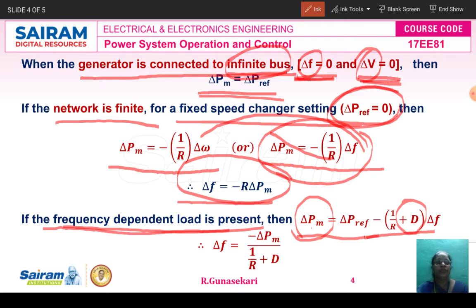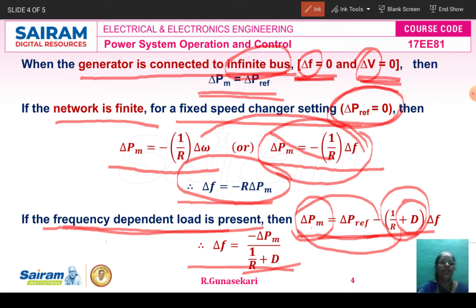Okay, so from this equation, del F equals minus del Pm. The minus comes to this side: minus del Pm divided by this 1 by R plus D term. Here multiplication comes to the left-hand side, which means division. Therefore, del Pf equals minus del Pm divided by (1 by R plus D) only. So this is the frequency dependent load, if we consider the change in frequency, that is the frequency deviation formula.